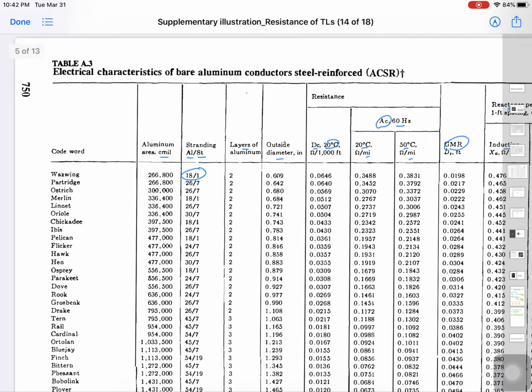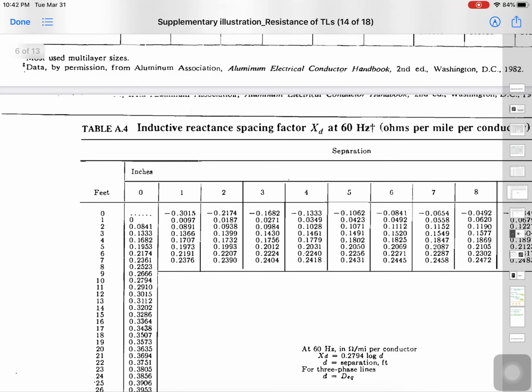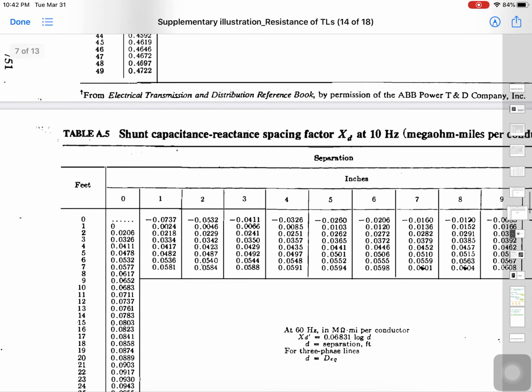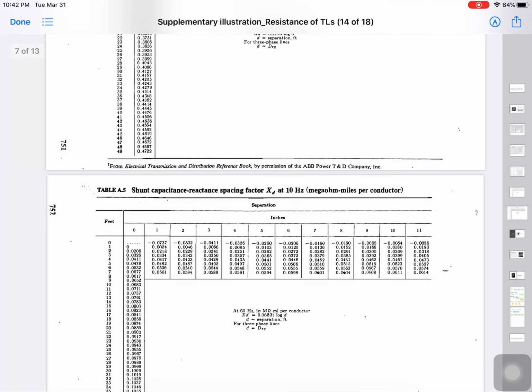So another table here. These are the spacing factors, table A4 and table A5, which will be used maybe in some midterms. Okay, so I just have to leave it there.